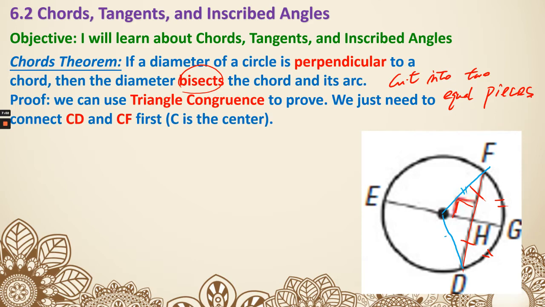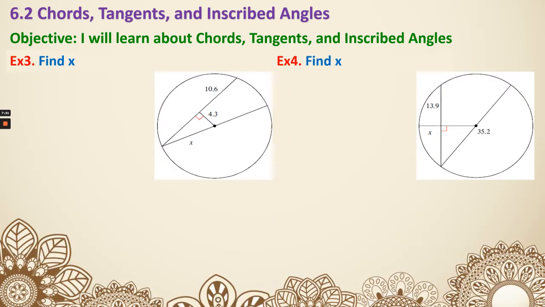These two parts are both going to be the radii, so they are the same, and they're both 90-degree triangles, and we already know they share that side. So it's going to be a triangle congruence by, that is called HL. So this is the same method. Connect CD, CF, and then use these two triangles to prove triangle congruence. Then, of course, these two parts on the bottom are going to be the same. So that is Chord's theorem. Now we're going to use it for some examples.